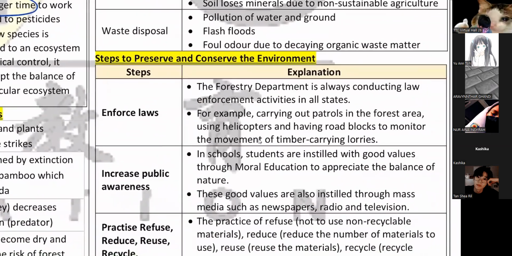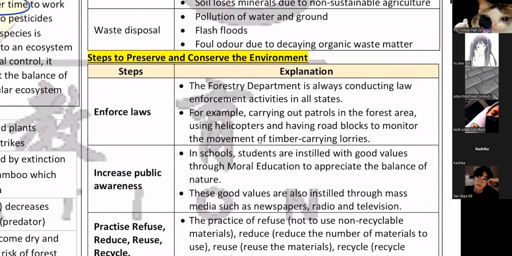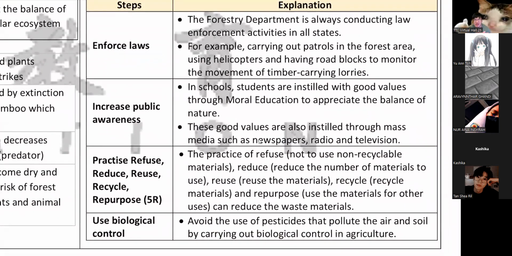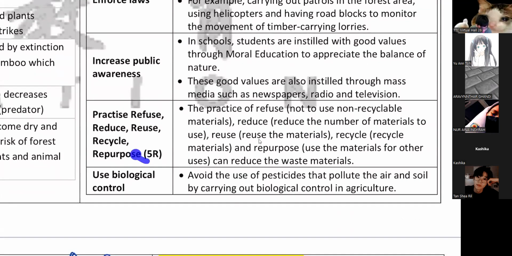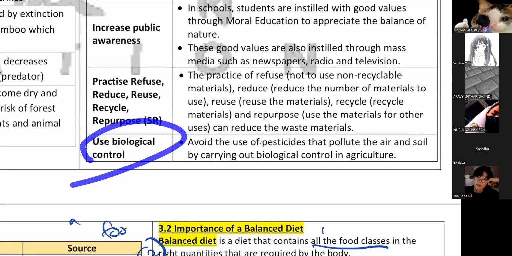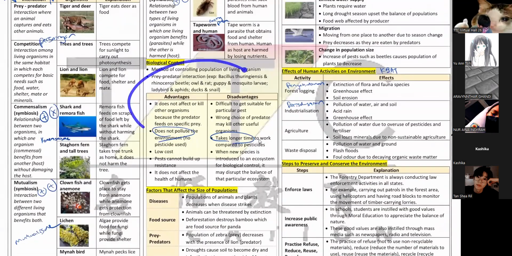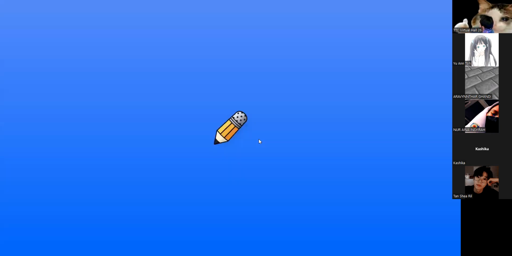So how do you preserve and conserve the environment? Memelihara dan memulihara your alam sekitar. So you use undang-undang. This is like karangan already. You enforce your law. Increase awareness, this is what I'm doing now, meningkatkan kesedaran. And then you use 5R. Now it's 5R already, we had 3R. Refuse, reduce, reuse, recycle, repurpose. There's even a 6R now, like repair or something. And then biological control, like I told you just now. Okay, easy. Let's go into our exercise, the last half hour.